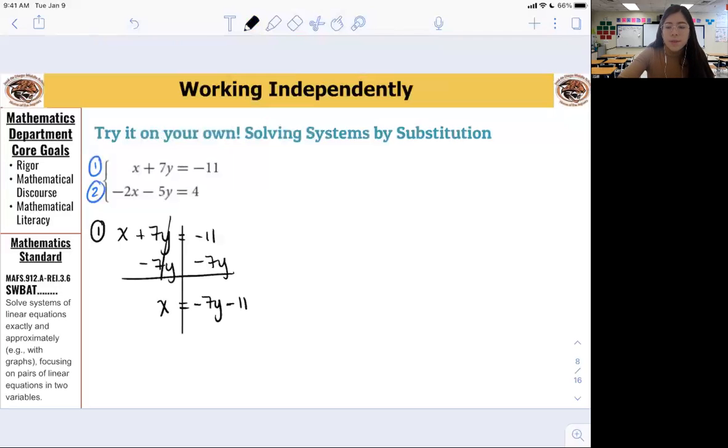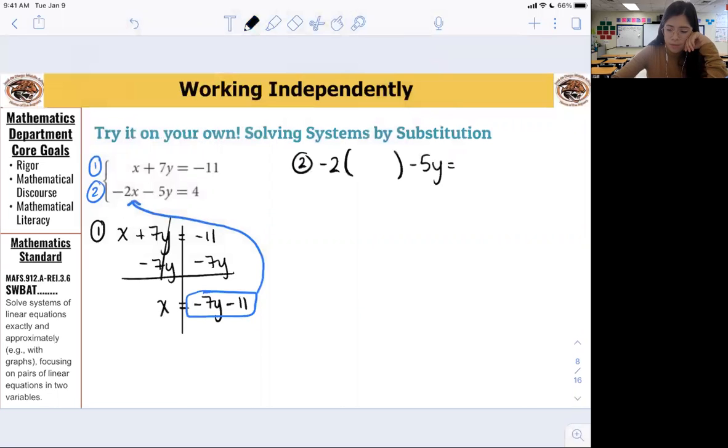Okay, what do I do next? We plug in. What am I plugging in? You plug in the equation on the right into the second equation. Good. And am I plugging it in for x or for y? For x, good. Perfect. So that goes right into equation number 2. I'm plugging in negative 7y minus 11, and I am going to solve for y.